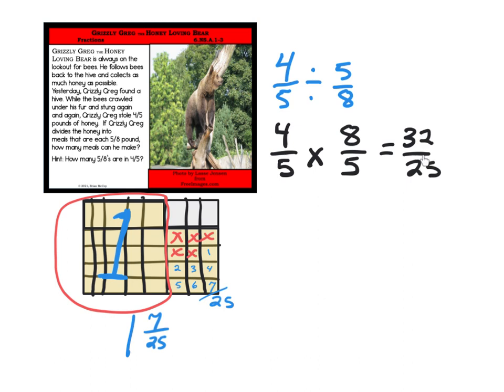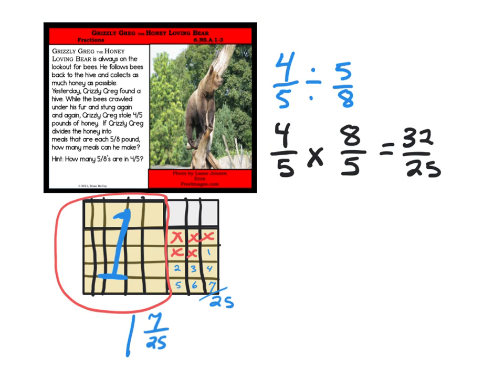However, it is not simplified because it's an improper fraction, because the numerator is bigger than the denominator. I sometimes call that a top-heavy fraction. But this is the one strategy of multiply the reciprocal. So I can multiply the reciprocal, or I can use mountains and valleys.